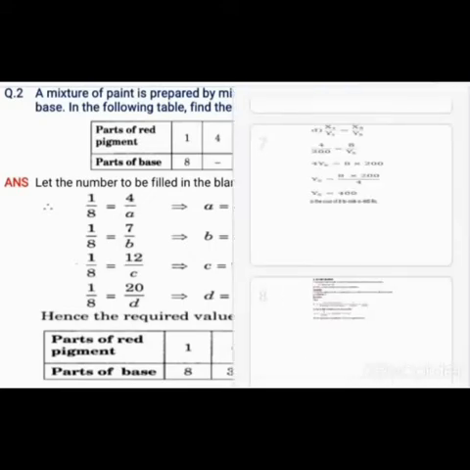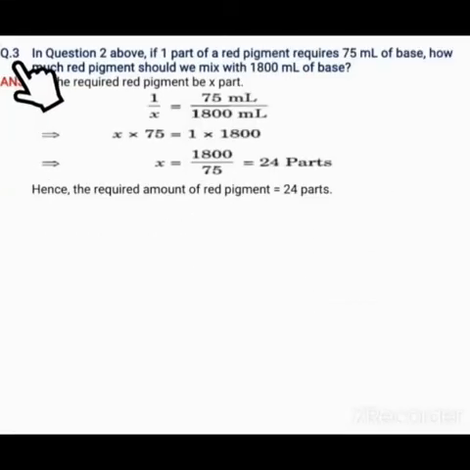Now come to the next one. Now question number 3. In question 2 above, if 1 part of red pigment requires 75 ml of base, how much red pigment should be mixed with 1800 ml of base? Now let the required red pigment be X parts. So 1 upon X equal to 75 divided by 1800 ml. So X multiply 75 equal to 1 multiply 1800. So X is 24 parts.